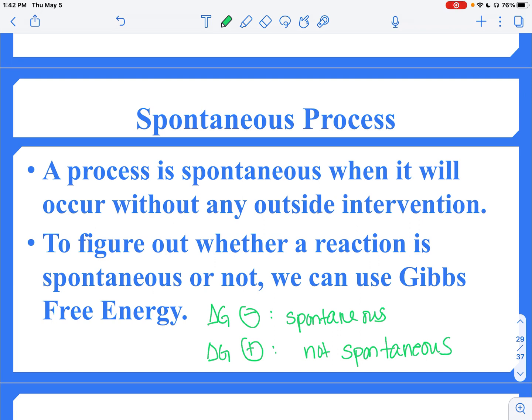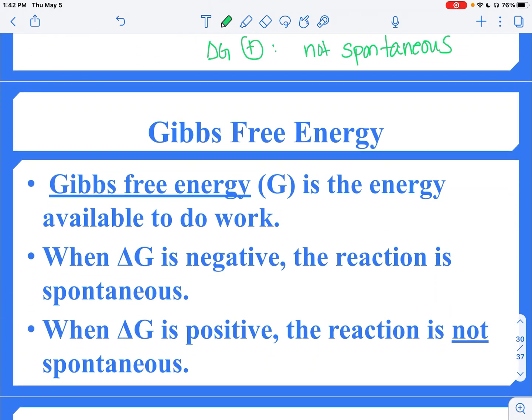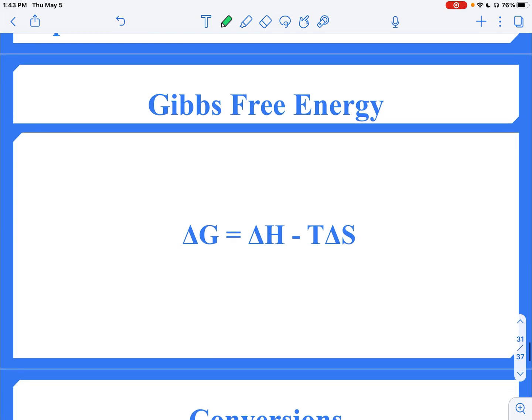So in this formula, you're going to have some delta H, you're going to have some delta S, and then we also have to take into account temperature. Here we have delta G, which is the change in Gibbs free energy. It can be in either kilojoules or joules, it doesn't matter. But you need to have delta H and delta S be in the same unit because they're subtracting.